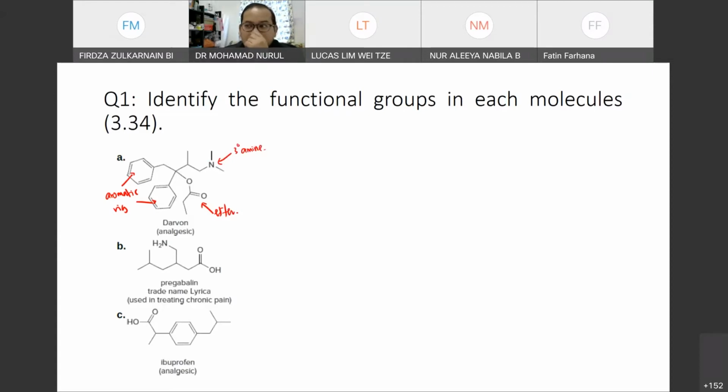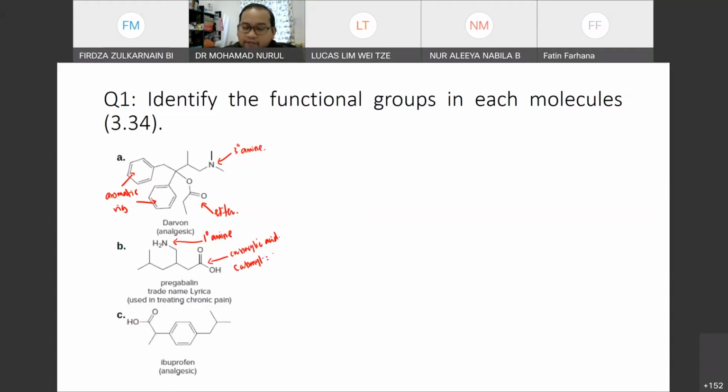Okay, the second one. This one is a primary amine. And also this one is the carboxylic acid. If you are not confident, you can write it out like this: carboxylic acid. You can write it like that.